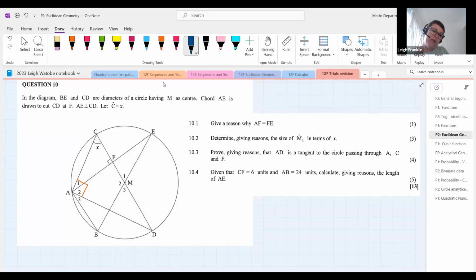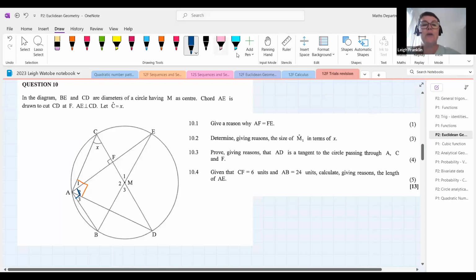BME is also a diameter. So what else adds up to 90, Matrix? EAB, good. Or A2 plus A3, beautiful, good. Well done, everybody. All right. So that over there is also a 90-degree corner.